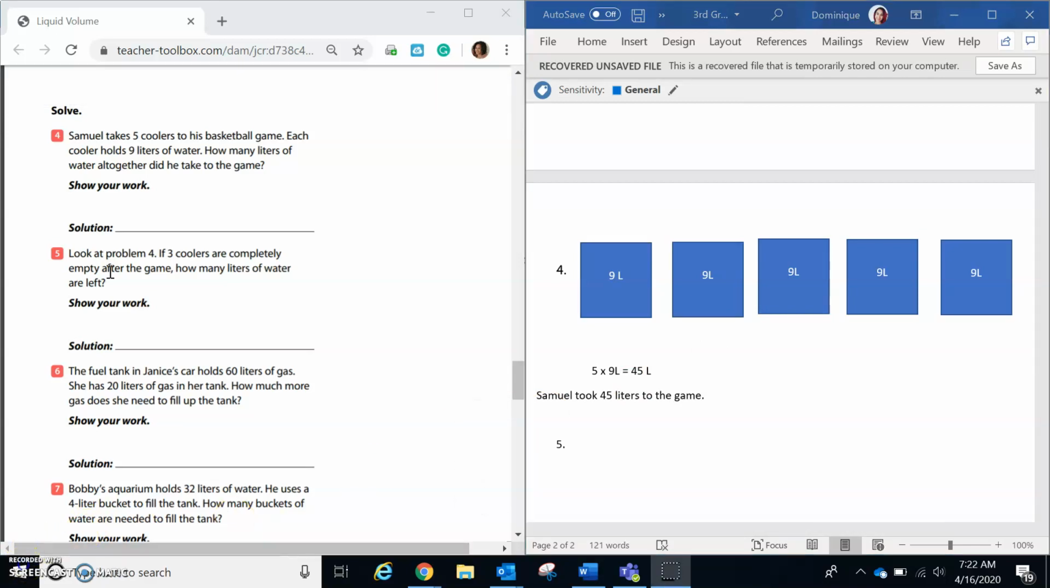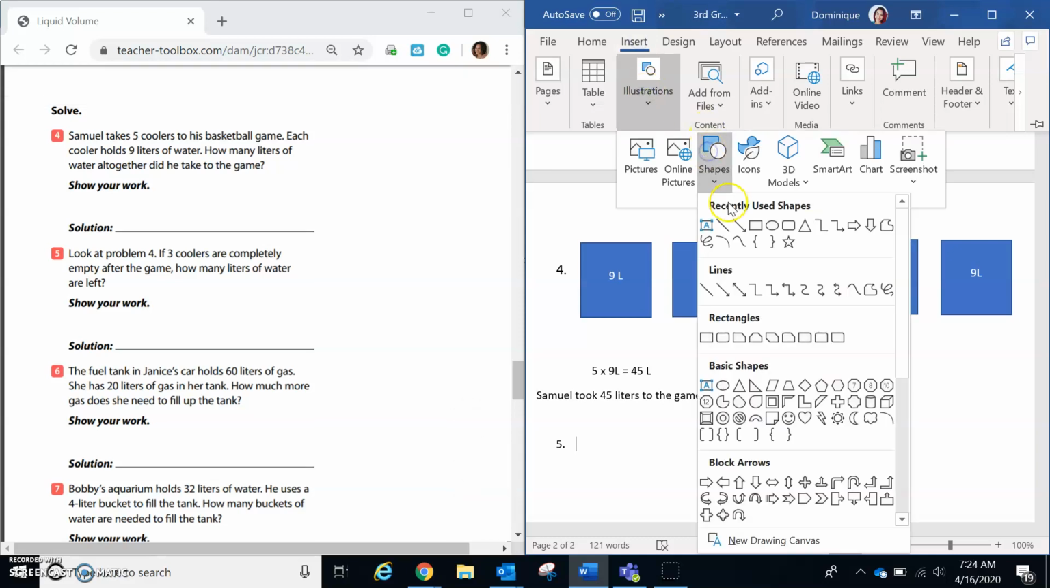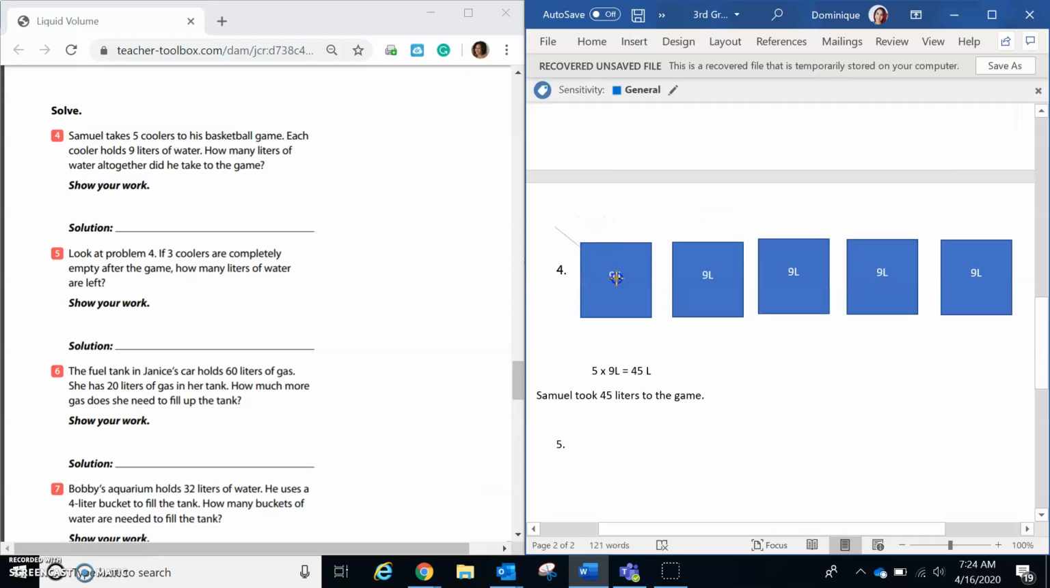Number 5. Look at problem 4. If 3 coolers are completely empty after the game, how many liters of water are left? And so what they're saying is now after the game, they drank enough water that 3 of these are empty. They're completely gone. So what we can do is we can still use our drawing from number 4. And what we can simply do is cross them out.